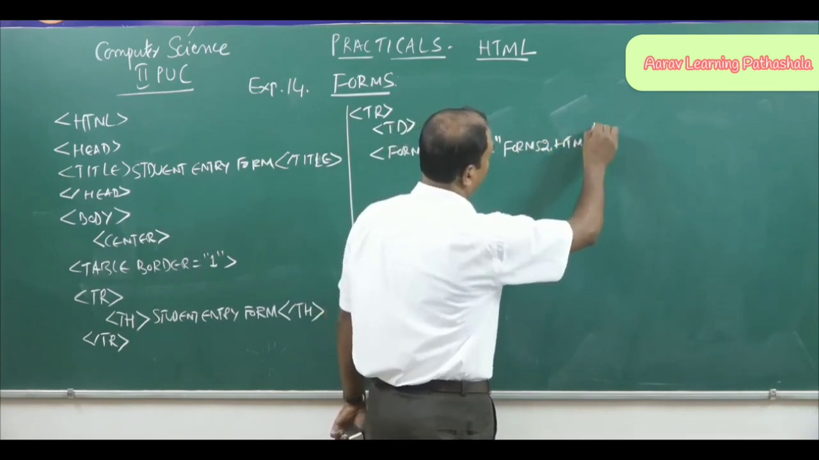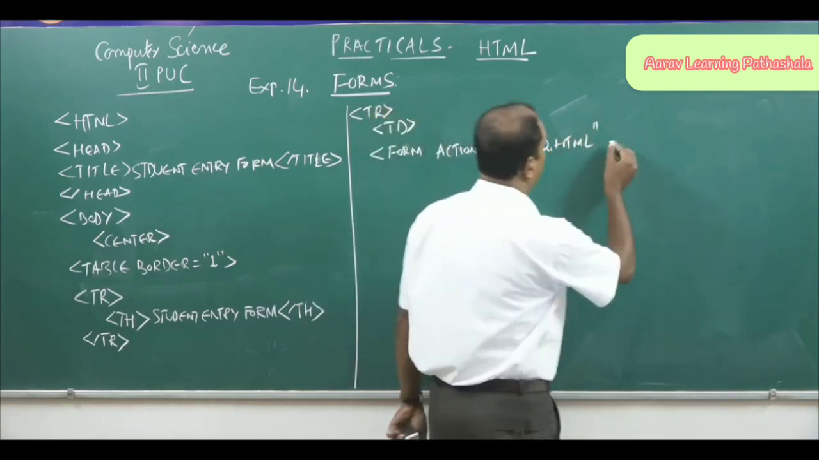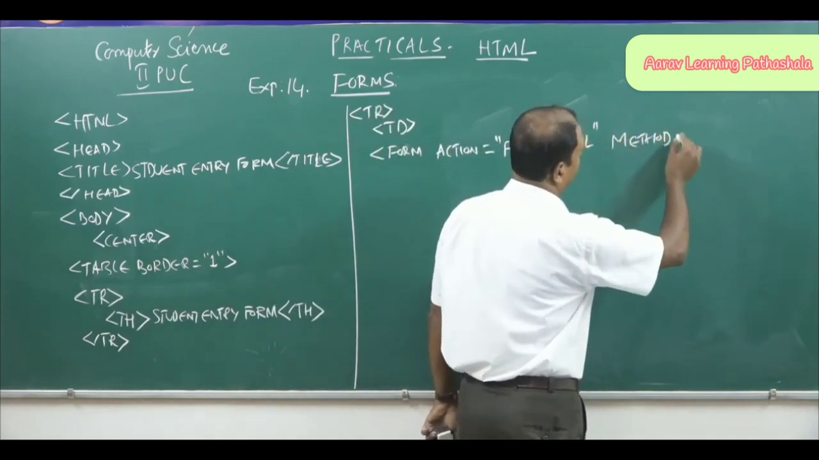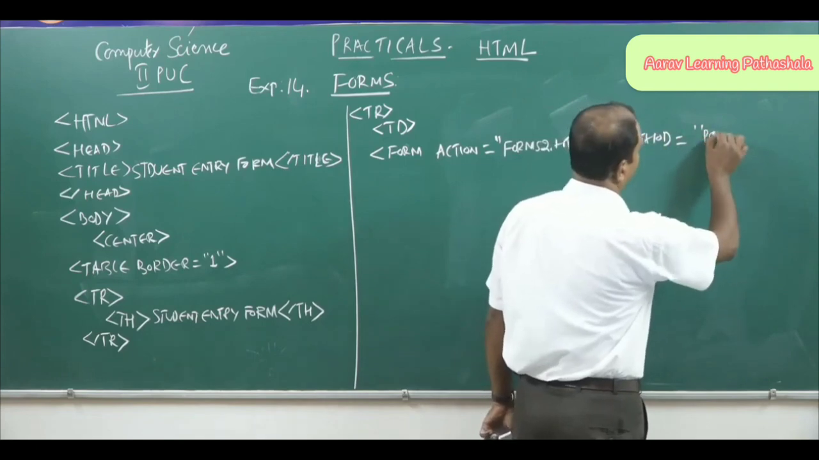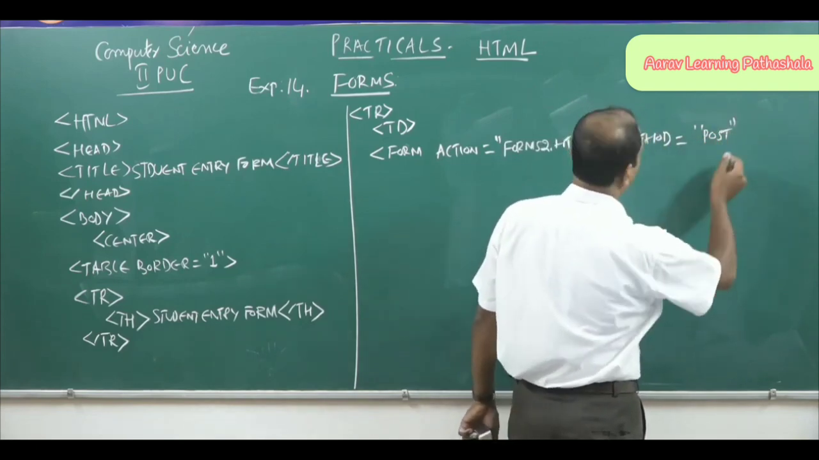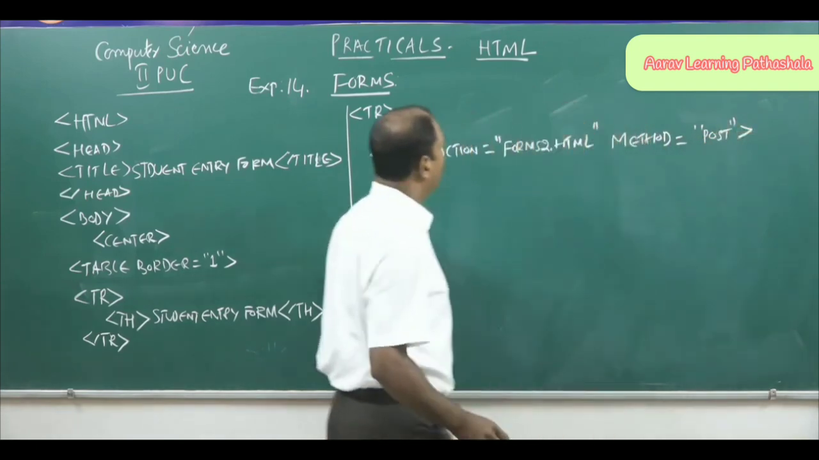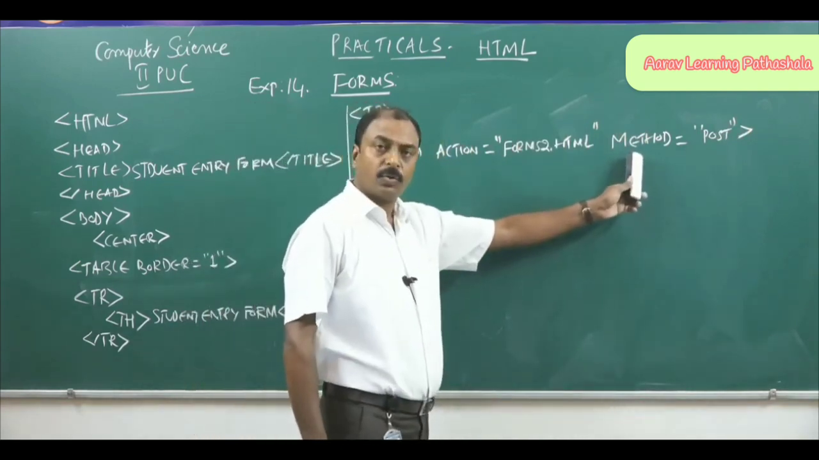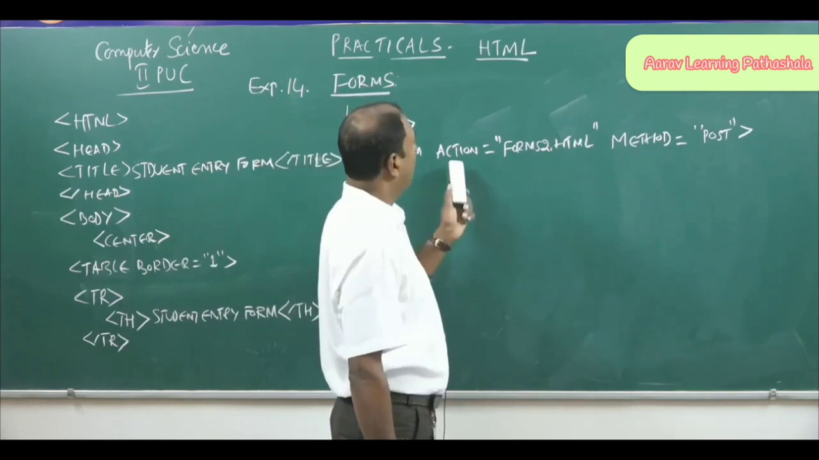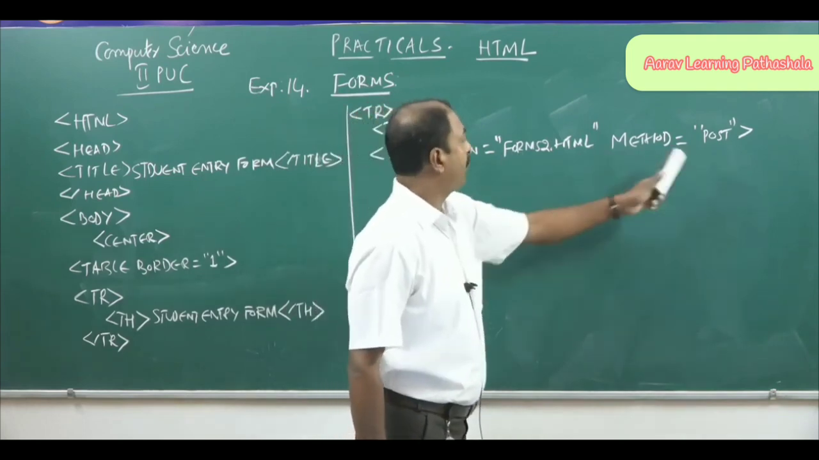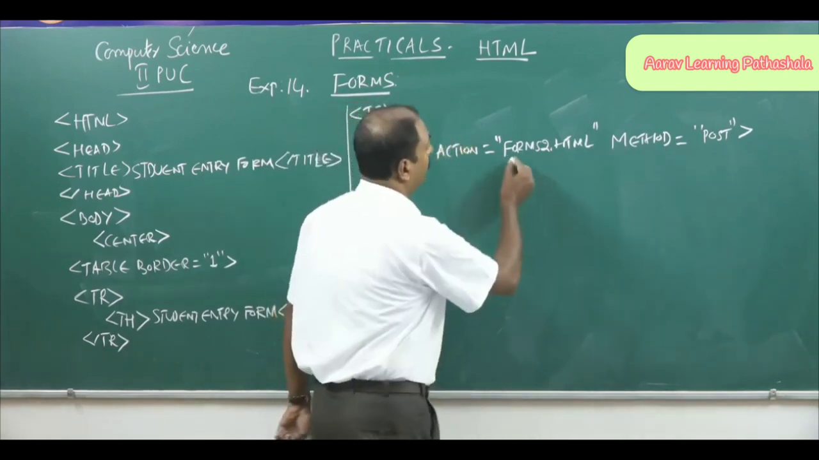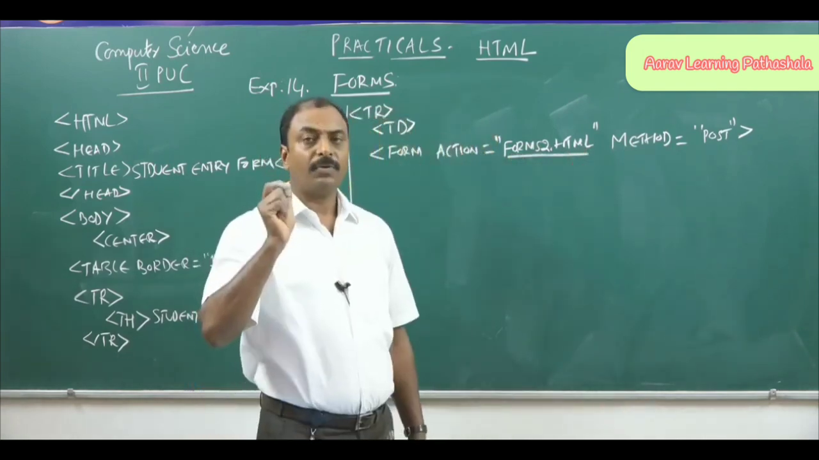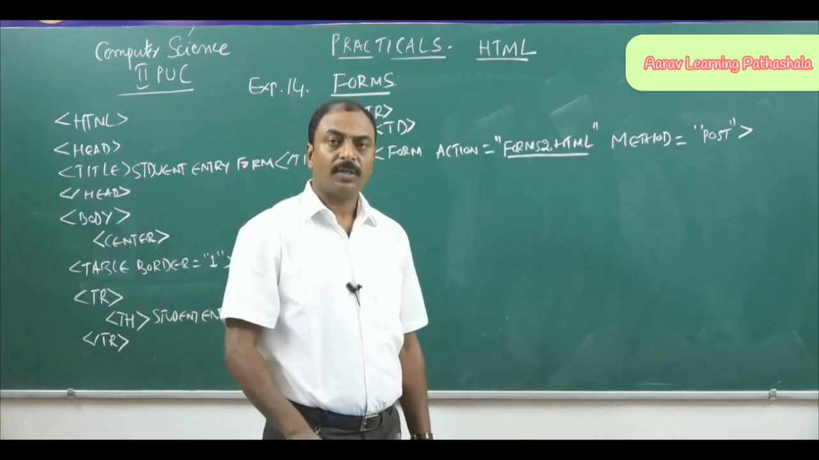Here I can write forms2.html as the file name, close this, and it has one more attribute, method, that is post. Now I am closing this form tag. So this form tag has two attributes here, action and method. In action, this is the place where we have to give the file name of the second HTML document, with the appropriate path.